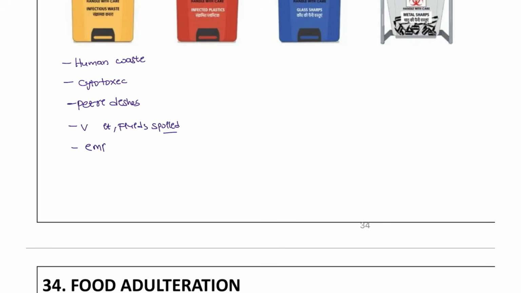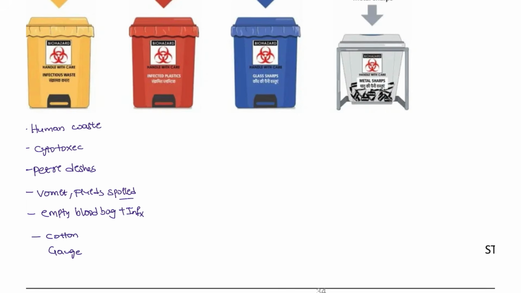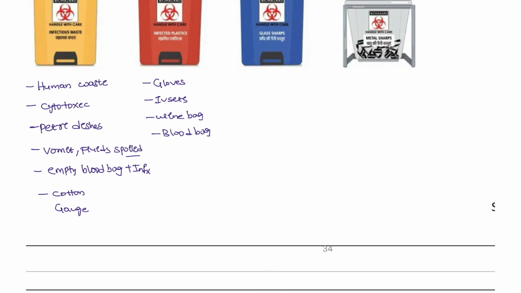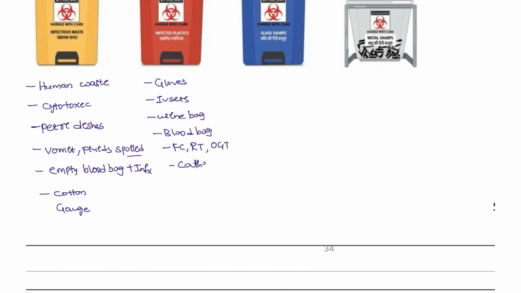Next, empty blood bag with infection. With infection, empty blood bag is thrown in the yellow color. Next, cotton and also gauze. Next, coming to here, gloves, all the plastic, for example, IV sets, urine bag, okay, sometimes blood bags. Most commonly, the blood bag is also quite controversial. This is also here. Foley's catheter, Ryle's tube, or the OGT, oral gastric tube, and all the catheters, central venous catheters, all will be also thrown here only.